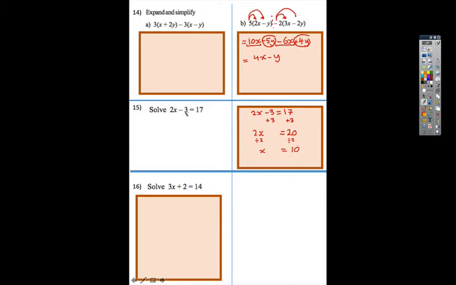Just to test our answer, let's substitute x equals 10 into this equation. So you've got 2 times 10, which is equal to 20. Take away 3 is equal to 17. So quick check, and we're done.